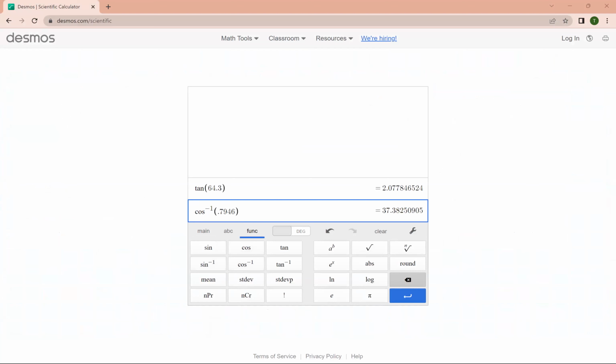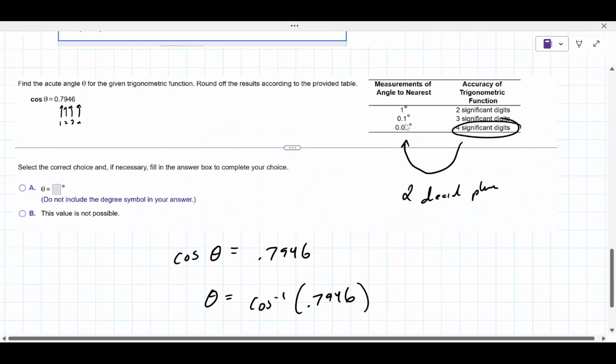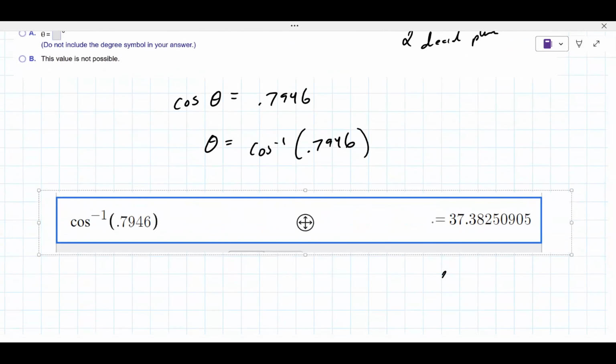And you can see you get an answer there on the right. You don't even have to enter. You enter, you get a new line. So I'm going to snip that back over into the other space here. Let me share my screen, just give me a moment here. Okay. So again, we need our answer to 2 decimal places. So this would be 37.38 rounded.